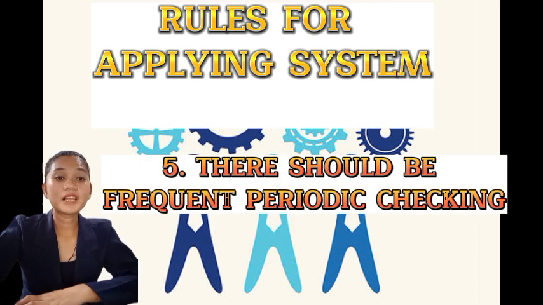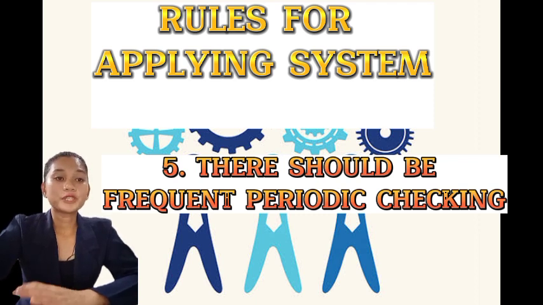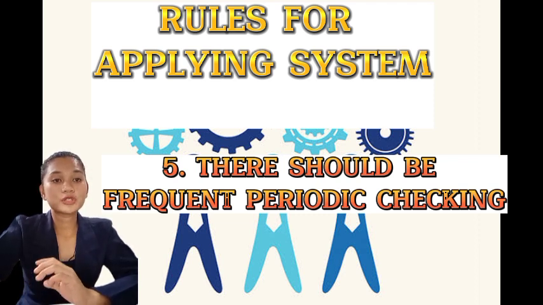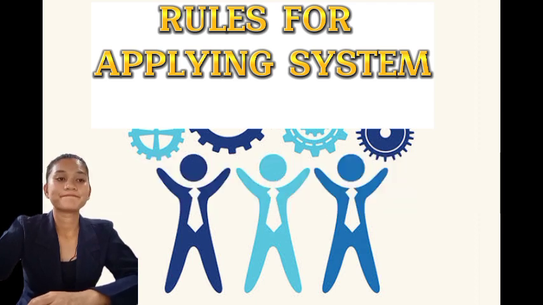And the last rule is there should be frequent periodic checking. These periodic examinations of a system will enable management to find out whether the system is still accomplishing the desired usefulness and whether the rules have been carried out as expected. So, must periodic checking jud sa atong systems for us to maintain our management perfectly. So, periodic examination should be done.